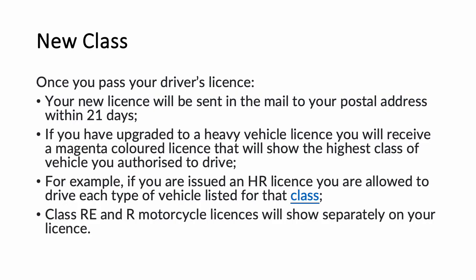Once you pass your driving test, your new license will be sent in the mail to your postal address within 21 days. If you have upgraded to a heavy vehicle license, you will receive a magenta coloured license that will show the highest class of vehicle you are authorised to drive. For example, if you are issued a HR license, you are allowed to drive each type of vehicle listed for that class. Class RE and R motorcycle licenses will show separately on your license.